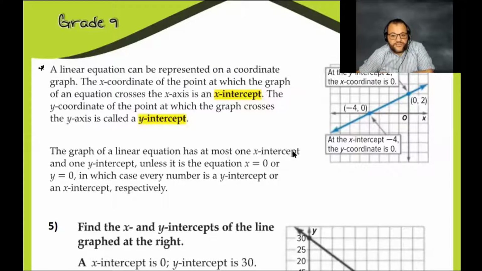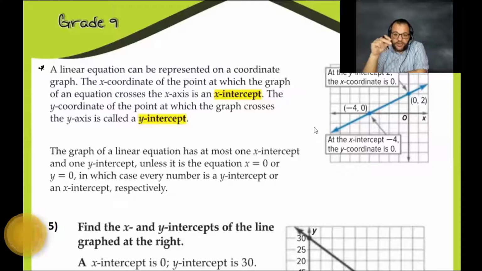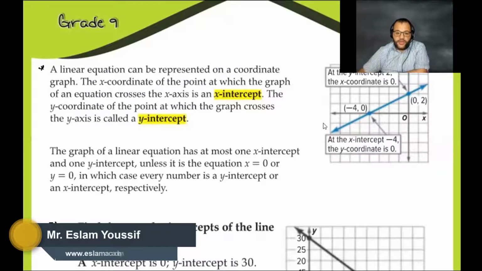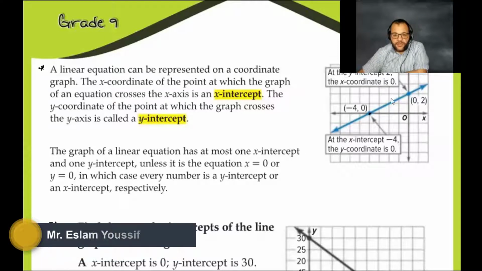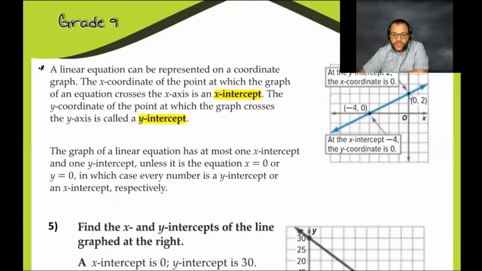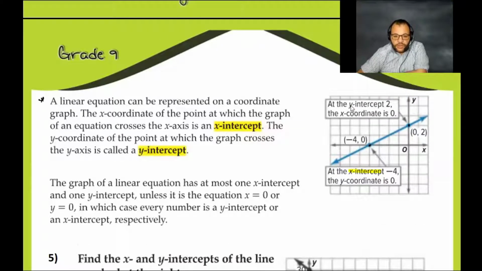So that's for the linear. The linear function is represented by a straight line. If you have a straight line, it will intersect the x-axis and the y-axis at a point. This point is called the point of intersection between the line and the x-axis. This other point is the point of intersection between the line and the y-axis. This point is called the x-intercept, and that one is called the y-intercept.